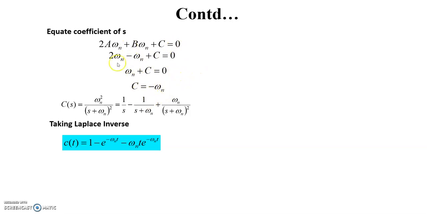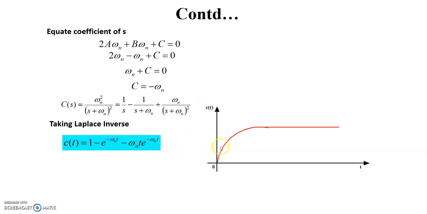After you find the A, B, C values, substitute in C of S. So omega n square divided by S plus omega n whole square is equal to 1 by S minus 1 by S plus omega n plus omega n divided by S plus omega n whole square. Taking the inverse Laplace of this C of S, we can obtain C of t. That is nothing but 1 minus e power minus omega nt minus omega n into t into e power minus omega nt. That is the output of this response. So here the response has no oscillation.